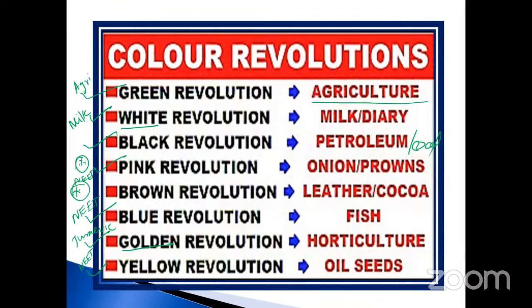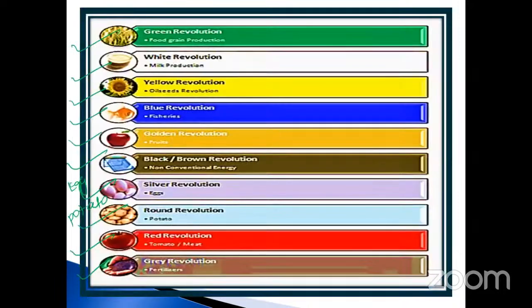Next, the colors of revolutions. There are different colors. Green revolution denotes agriculture. White revolution, milk and dairy. Black revolution, petroleum. Pink revolution, onion and prawns. Brown revolution, leather and cocoa. Blue revolution, fish. Gold revolution, horticulture. Yellow revolution, oil seeds. Golden revolution, fruits. Black and brown revolutions, non-conventional energy.